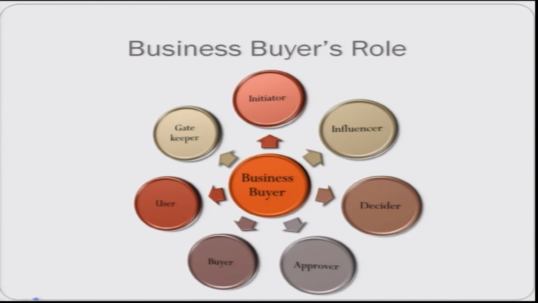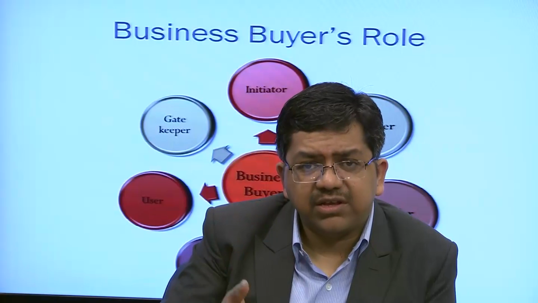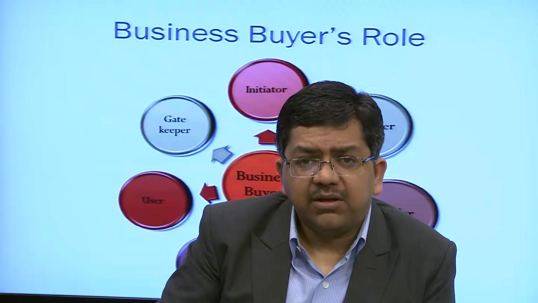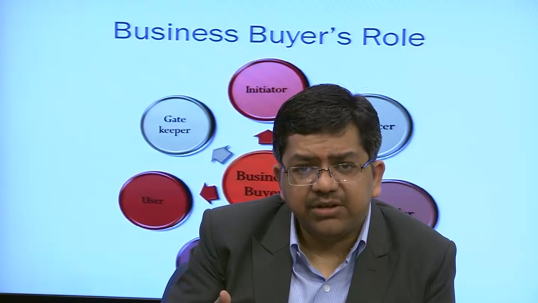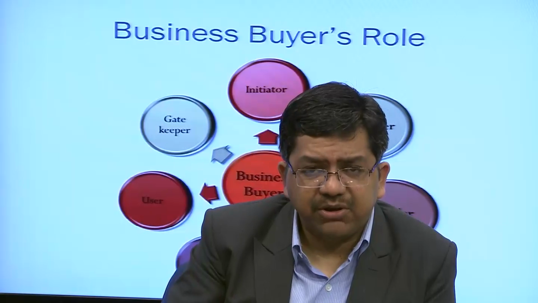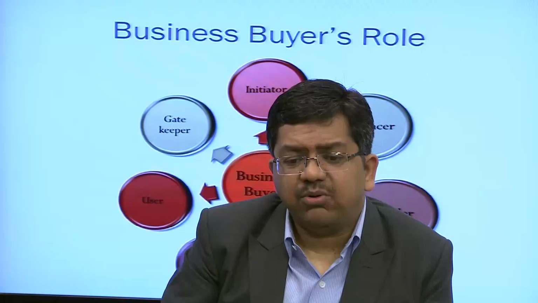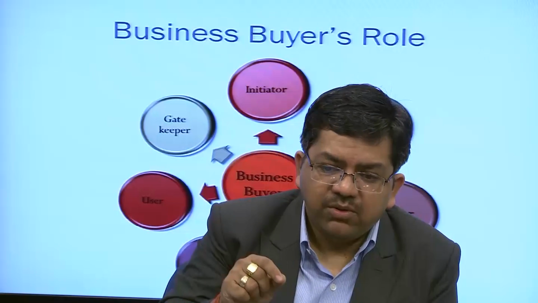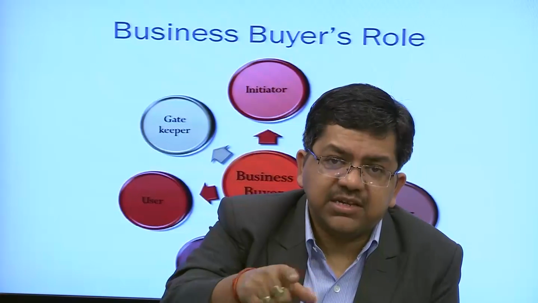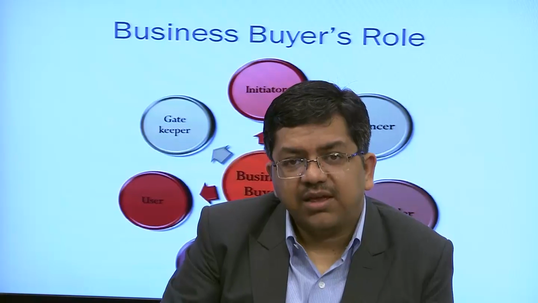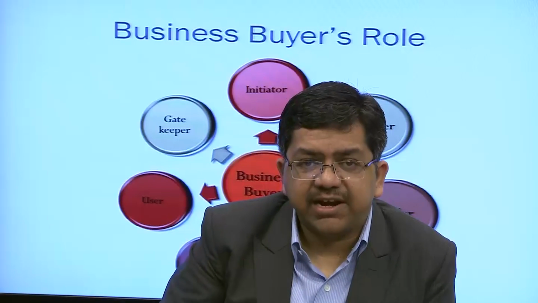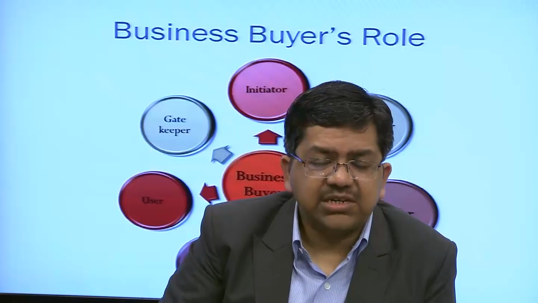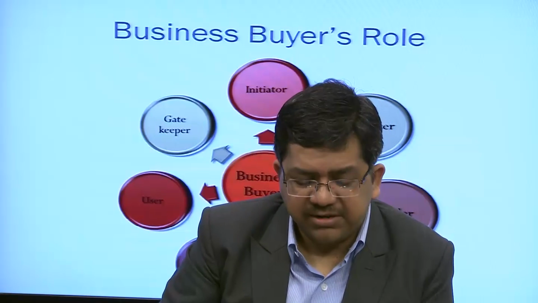Then you have the buyer, the people who work with your supplier. These are basically the people in your purchasing organization, the procurement department. And then you have the gatekeeper, someone who can stop you from reaching the remaining 6 roles. Someone like a receptionist could be the gatekeeper, or someone in the purchasing organization could also be the gatekeeper.